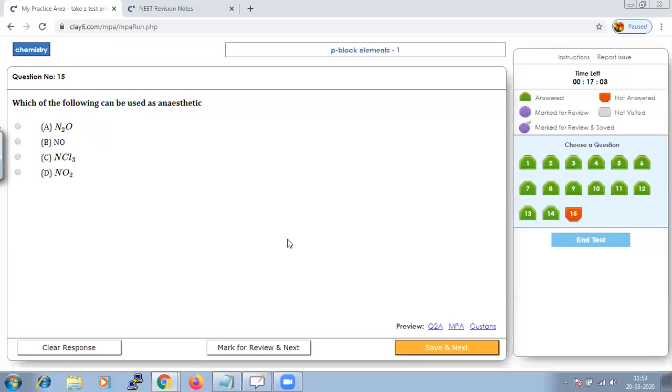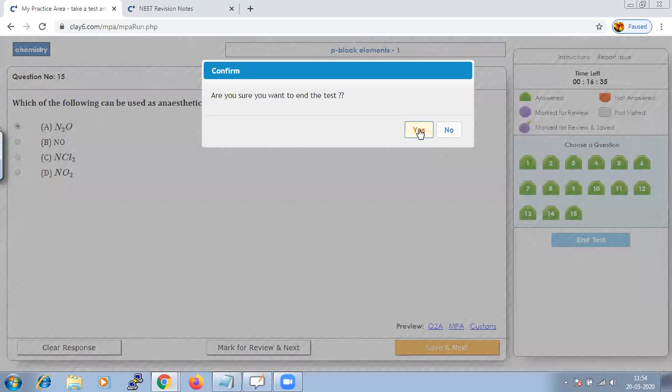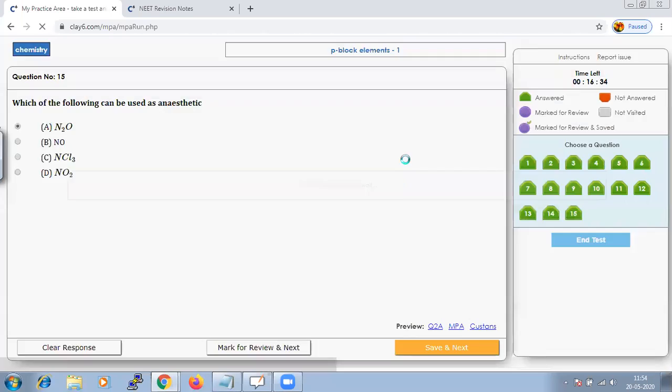Which of the following can be used as an antiseptic? Let us save that. We have completed all the 15 questions. Let us end the test and check how many questions we have done right and which are all wrong.